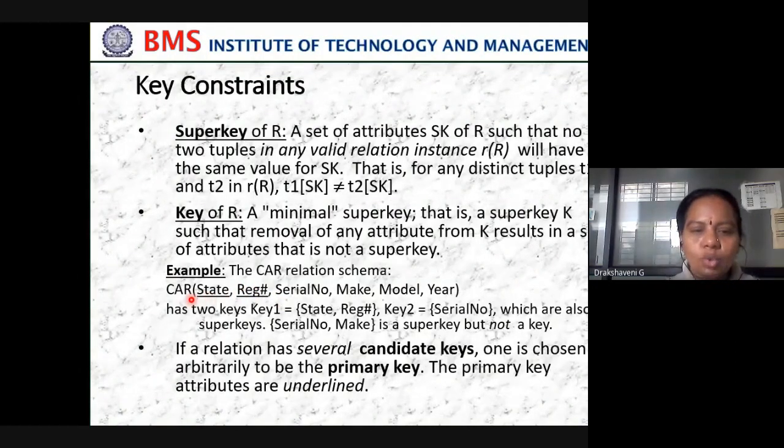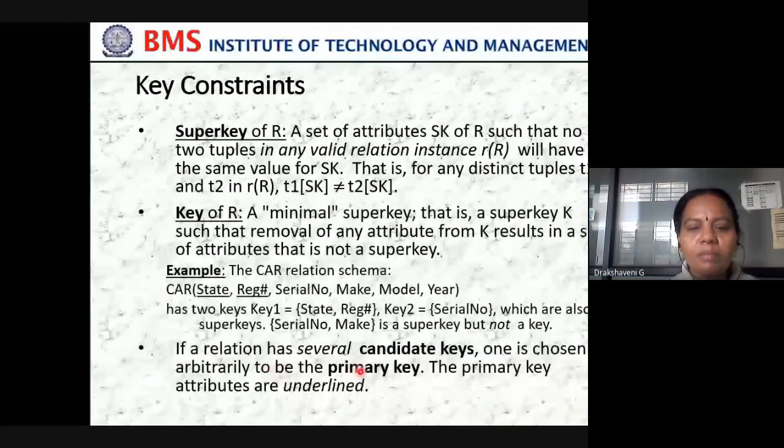So it has two keys. Key 1 is state and register number, key 2 is the serial number, which are also super keys. Serial number and making is a super key, but not a key. If a relation has several candidate keys, one is chosen arbitrarily to be the primary key.